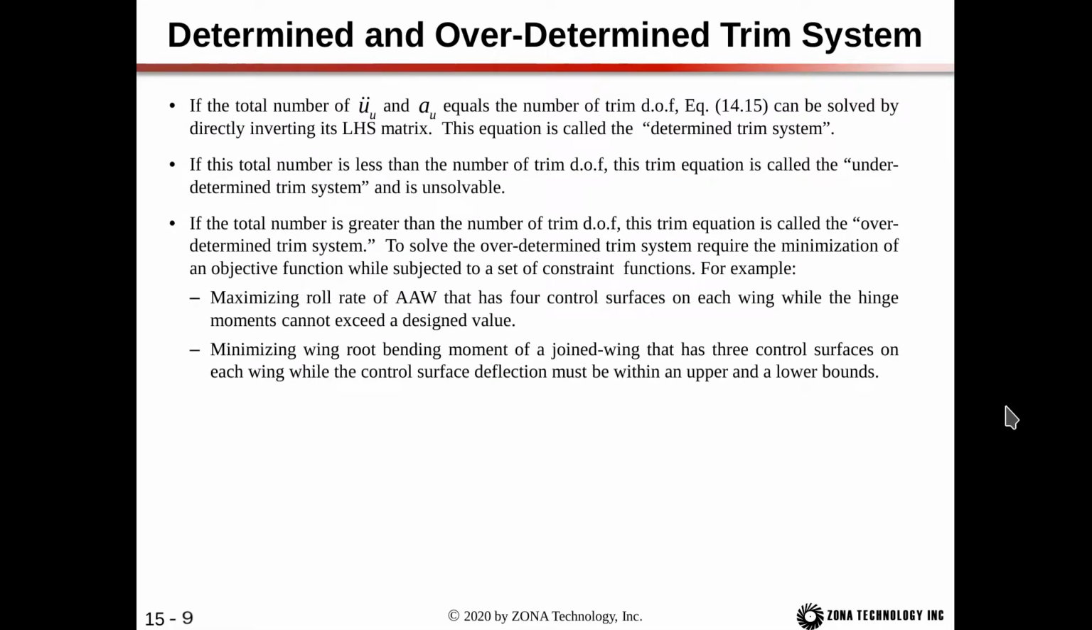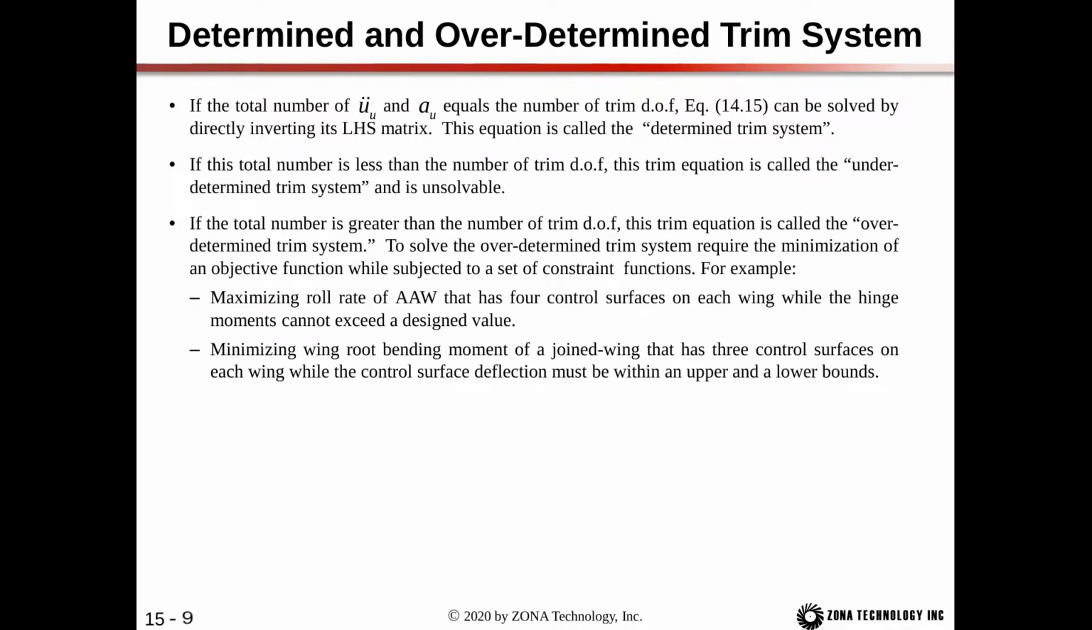And so this leads to either a determined or overdetermined trim system. So if the total number of ü unknown and A unknown equals the number of trim degrees of freedom, then equation 14.15 can be solved by directly inverting the left-hand side matrix. So this equation is called the determined trim system.